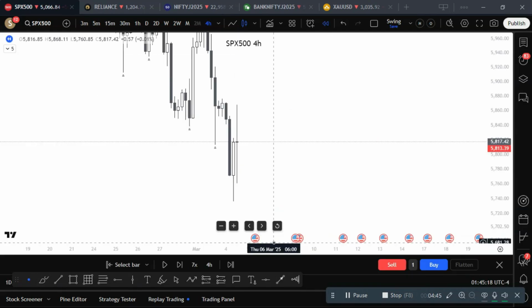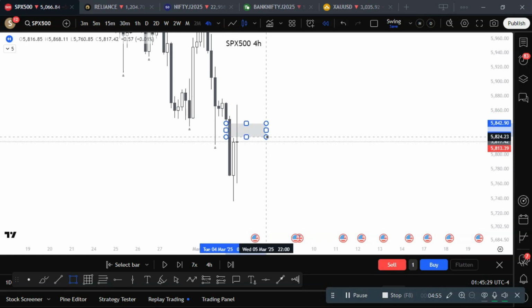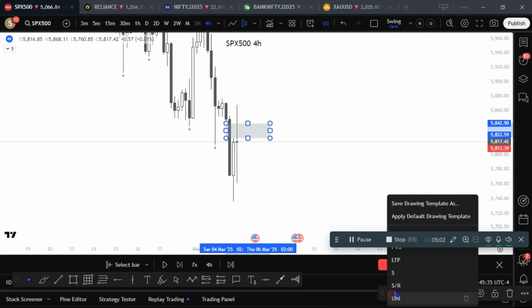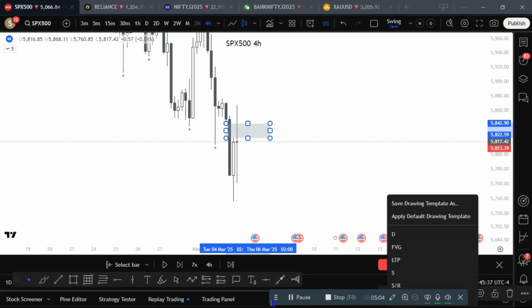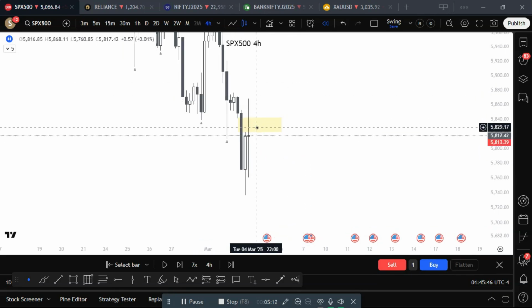Okay, so guys, here we have our example number 1. We have the SPX 500 4-hour time frame chart. What we have is our fair value gap. Candle number 1, candle number 2, candle number 3. Simply mark your fair value gap. All right, one second. So this is our fair value gap. Let me highlight it. Okay, so now price tapped into our 4-hour fair value gap.